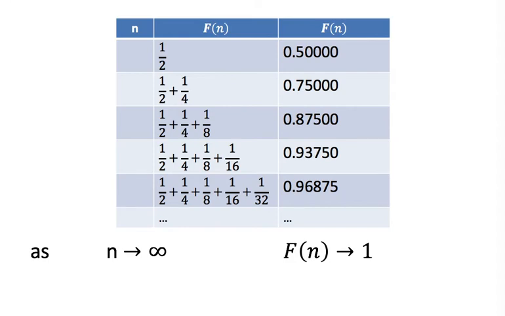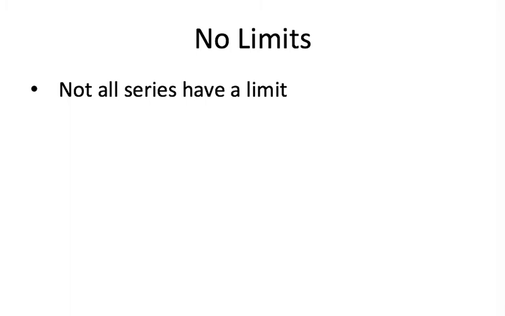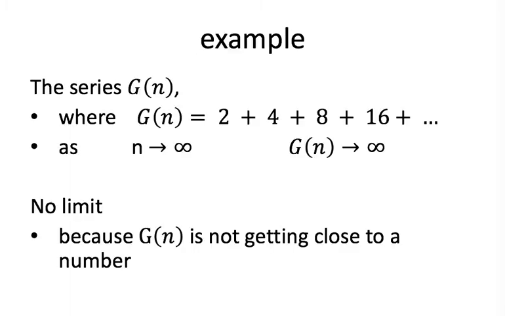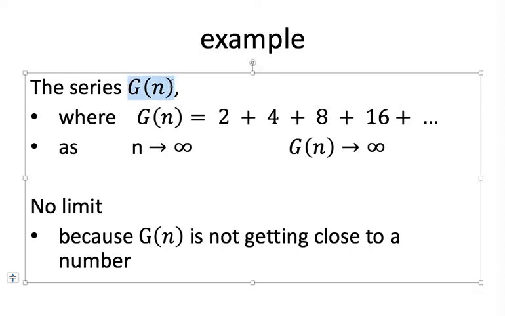Okay, just like in a sequence, not all series have limits. And here's an example of a series that does not have a limit. A capital G of n, where I'm defining G of n as 2 plus 4 plus 8 plus 16, etc. Here, as n goes towards infinity, G of n just keeps on getting bigger. The sum just keeps on getting bigger and bigger and bigger, heading towards infinity. And once again, because G of n is not getting close to a number, capital G of n does not have a limit.